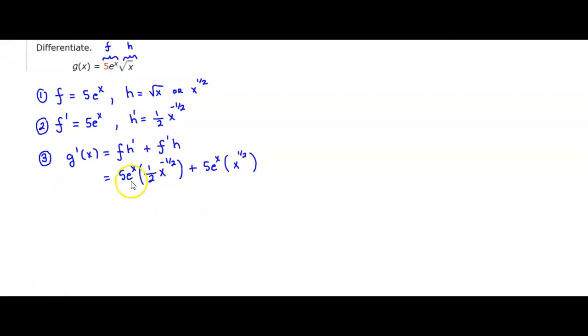Okay, so the first thing we can do is we can now factor out the 5e to the x. So let's go ahead and do that. So we have 5e to the x times 1/2 x to the negative 1/2 plus x to the 1/2. Okay, so now let's just take a look at the second part of this multiplication.